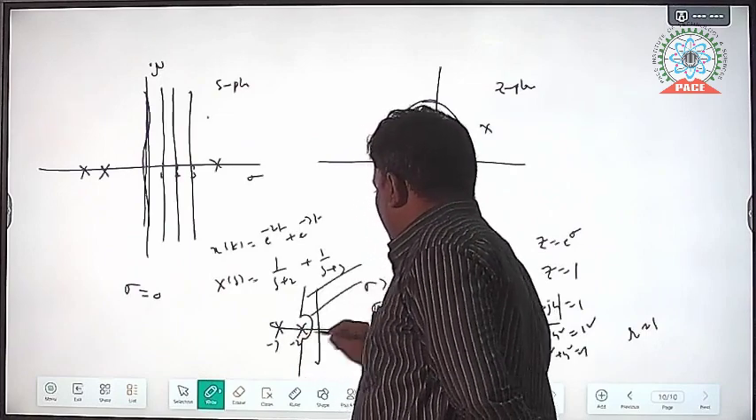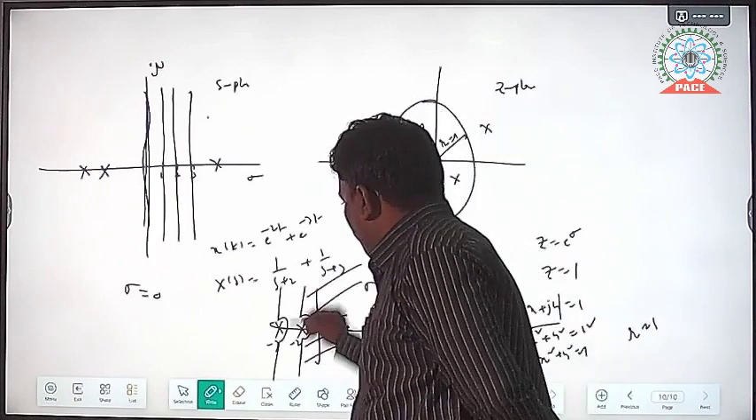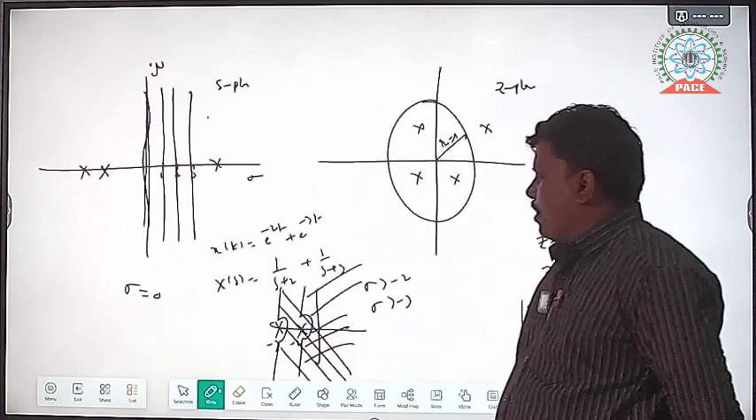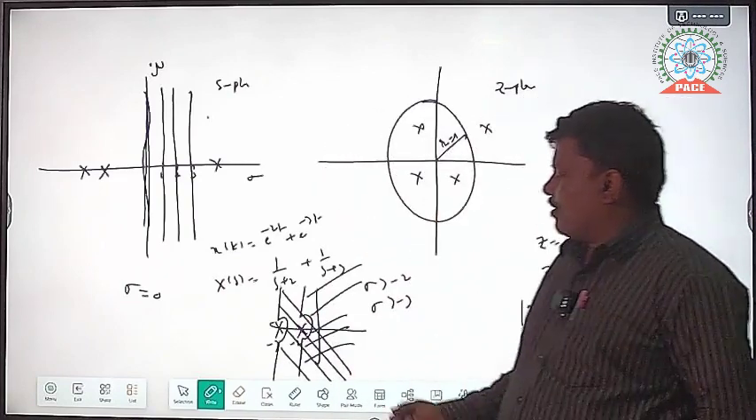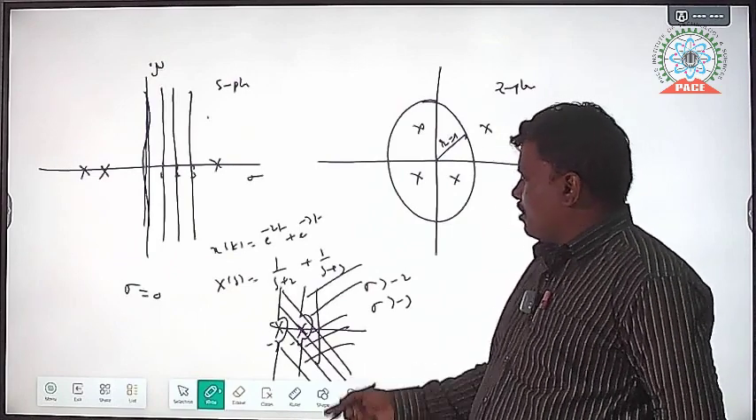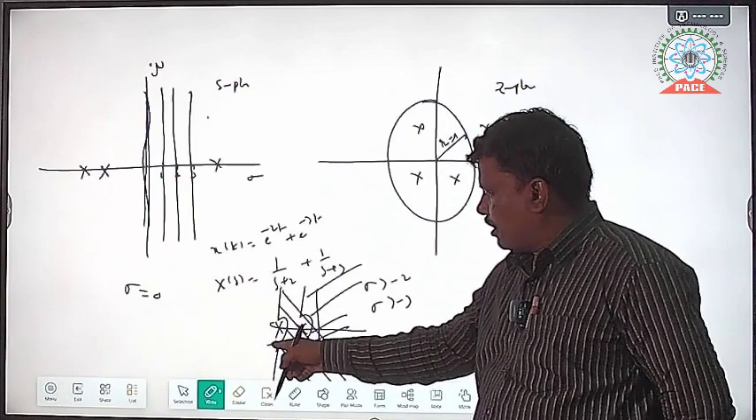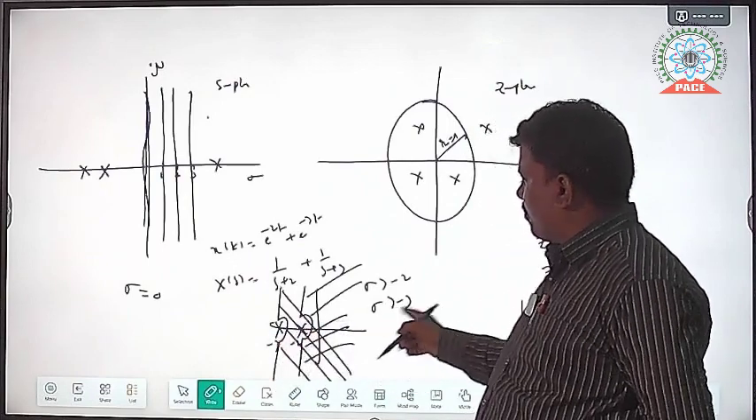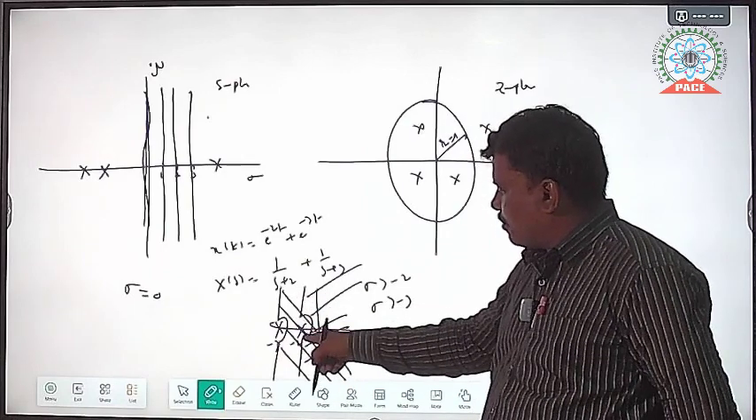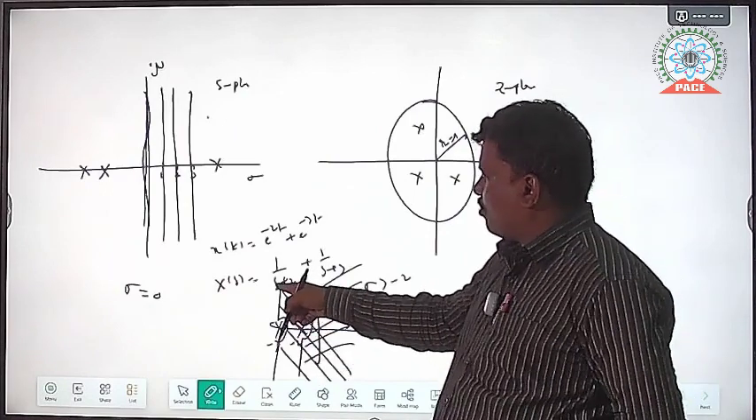Here the main property is that the region of convergence does not include any pole. Suppose a pole exists in X of s at minus 3, with sigma greater than minus 3. If the pole were inside the region, say s equal to minus 2, substituting s equal to minus 2 gives 1 by minus 2 plus 2, which is 1 by infinity, so X of s diverges. So the condition is that the region of convergence does not include any pole.